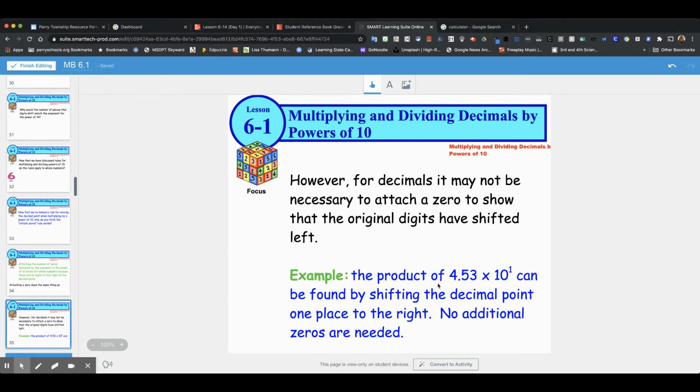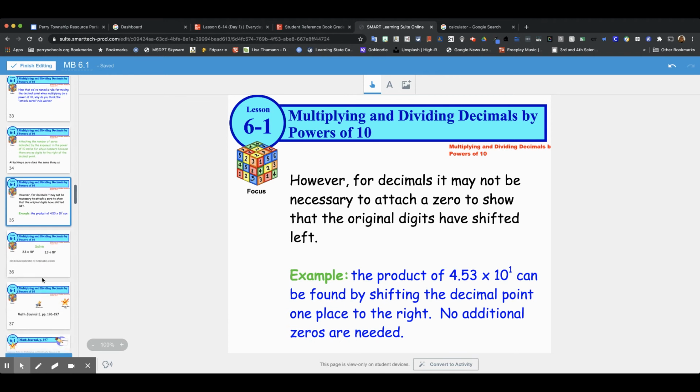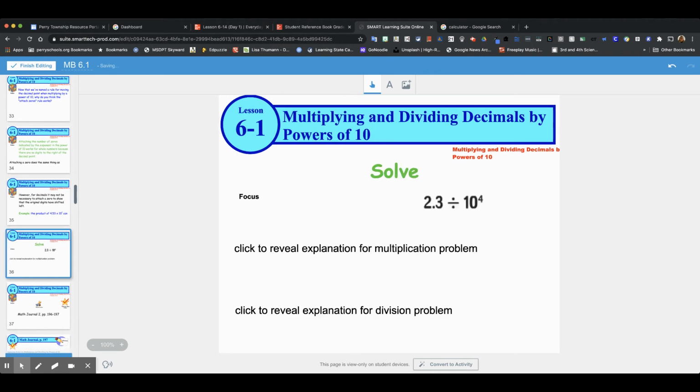So for example, 4 and 53 hundredths times 10 to the first can be found by just shifting that decimal place one place to the right. And we don't have to add any zeros there because there's already a 3 in that place value. So there's no additional zeros that are needed. Let's do a couple examples before we move on. I'll just do these for you here, and then we'll move on to your math journal.